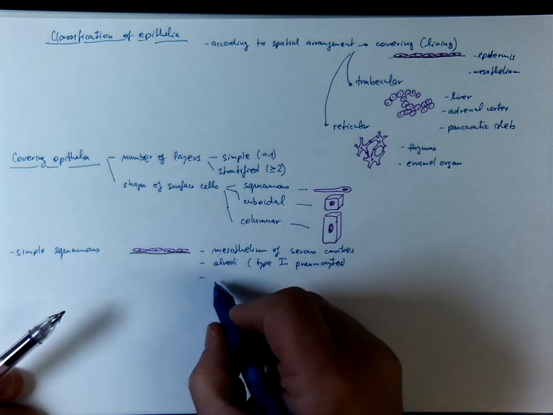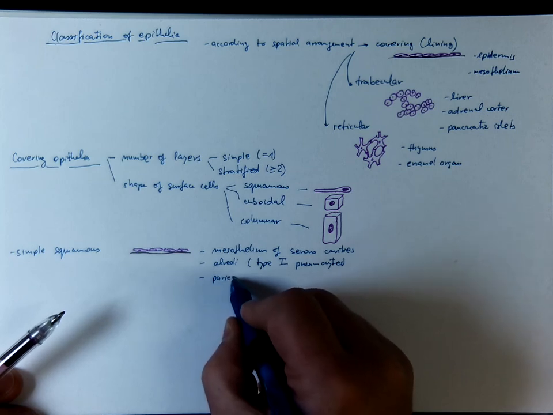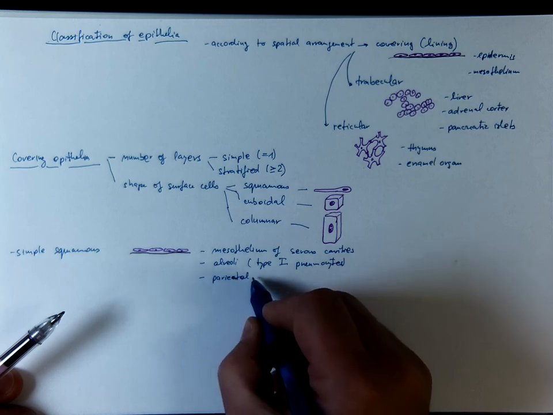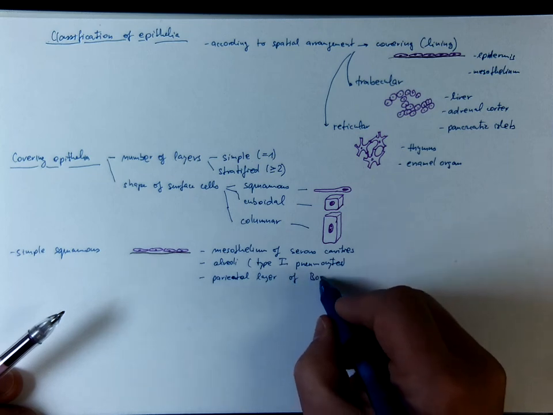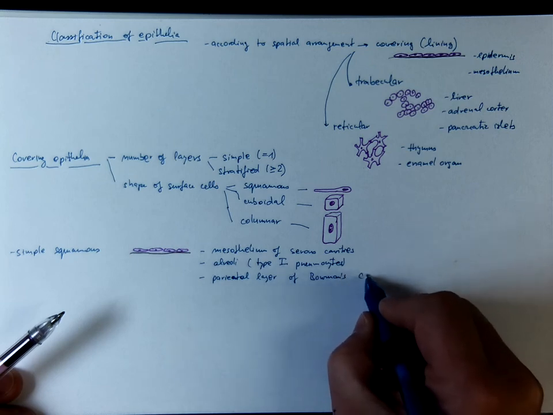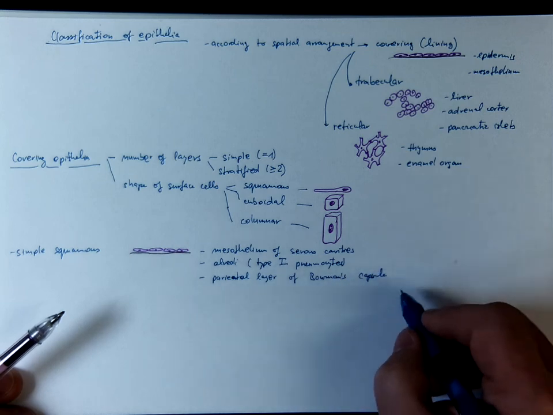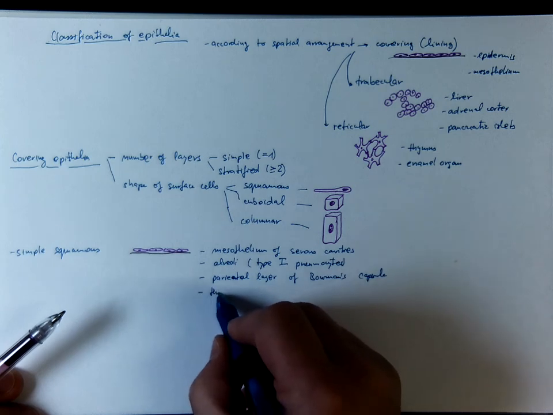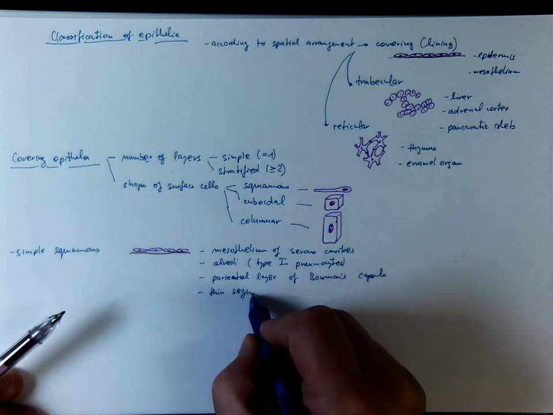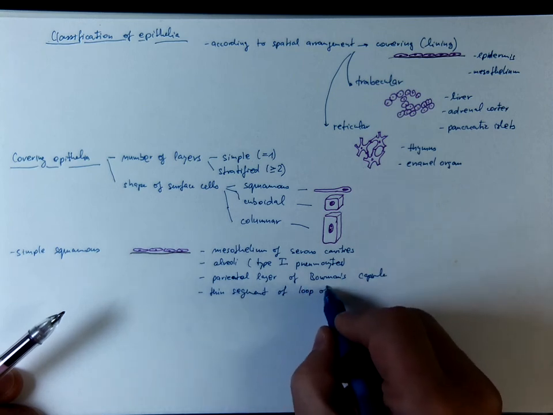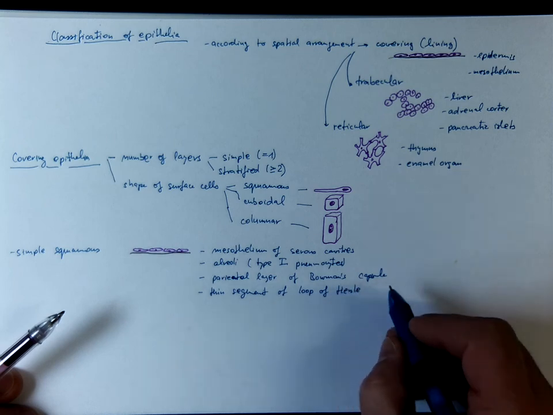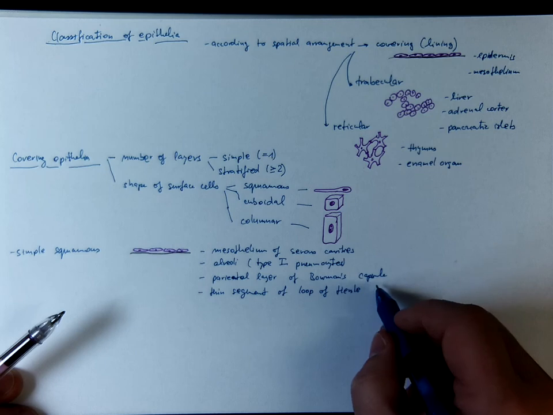It lines the outer layer, you call it parietal layer of the Bowman's capsule of renal corpuscle. In the kidney cortex, or the thin segment of the Henle's loop, which is in the renal medulla.